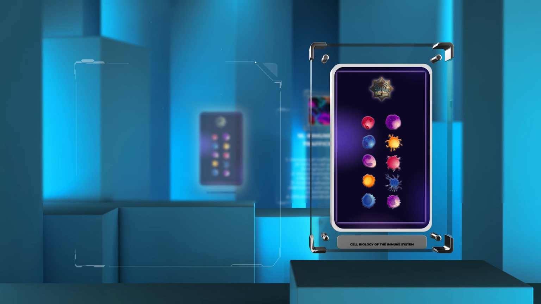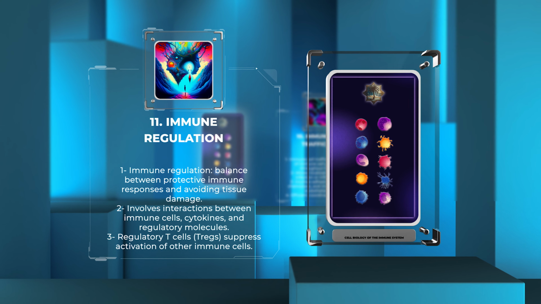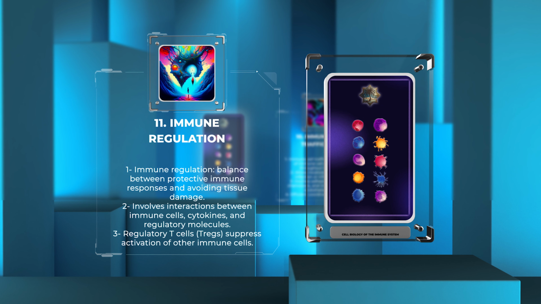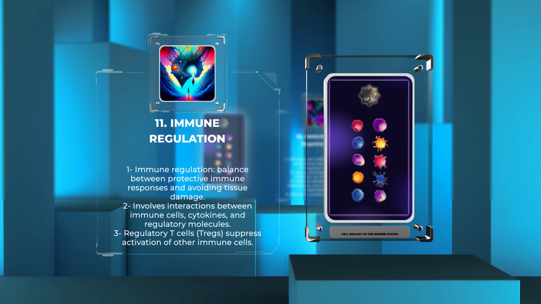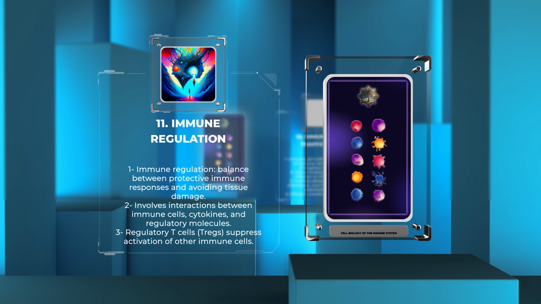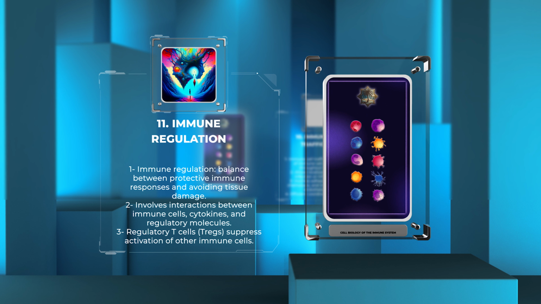Immune regulation ensures a fine balance between protective immune responses and avoiding excessive tissue damage. Mechanisms of immune regulation involve interactions between immune cells, cytokines, and regulatory molecules. Key regulatory cells, such as regulatory T cells, TREGs, prevent autoimmune reactions by suppressing the activation of other immune cells. These mechanisms maintain immune homeostasis and prevent immune system dysregulation.